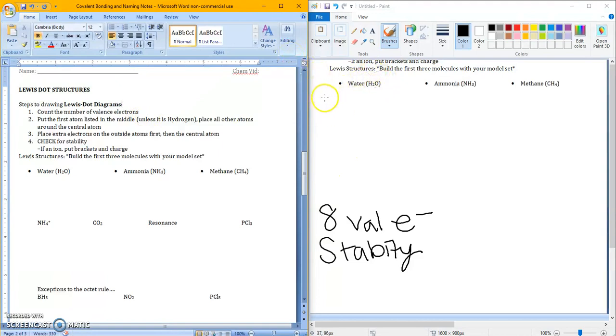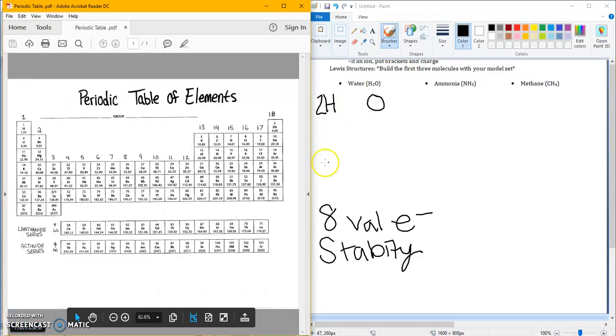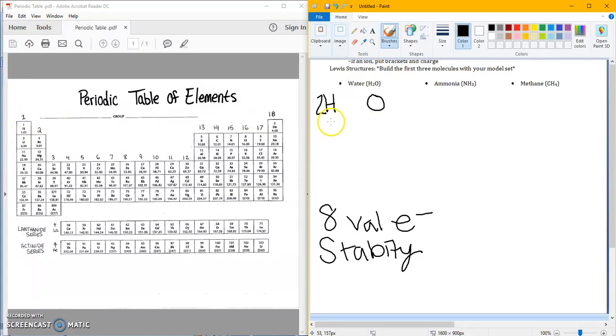So, the first thing I want to do is count the number of valence electrons for every element. So I'm going to start with H2O. I have an H and I have an O. There are 2 H's and 1 oxygen in every H2O. So if I look at the periodic table, I can see that hydrogen is in group 1. Therefore, it has 1 valence electron. Since there are 2 of them, I'm going to multiply that by 2, and I get a total of 2 valence electrons from hydrogen.